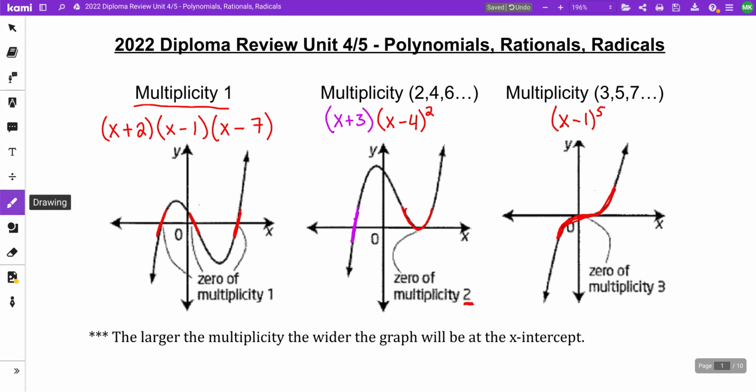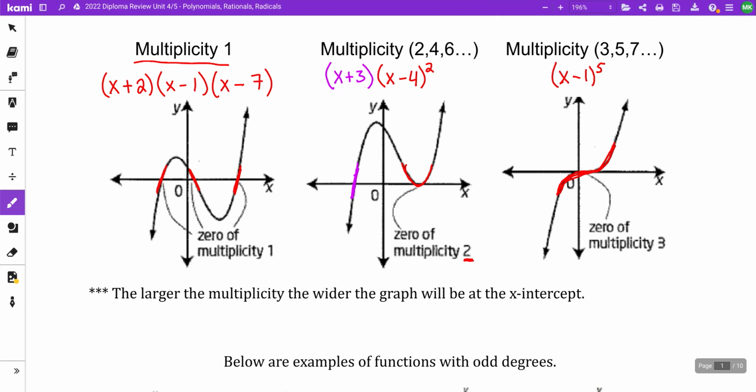You might remember, throwback to a question on a test that we had where we had multiple multiplicities of 3 in a question, and you had to decide which one was multiplicity 3 and which one was multiplicity 5. You can tell by looking at which one is wider. So the wider it gets right at the x-intercept, the larger the multiplicity. If it's skinny, that means it's got a smaller multiplicity. I think I have an example of that coming up. If not, I'll draw one for you.